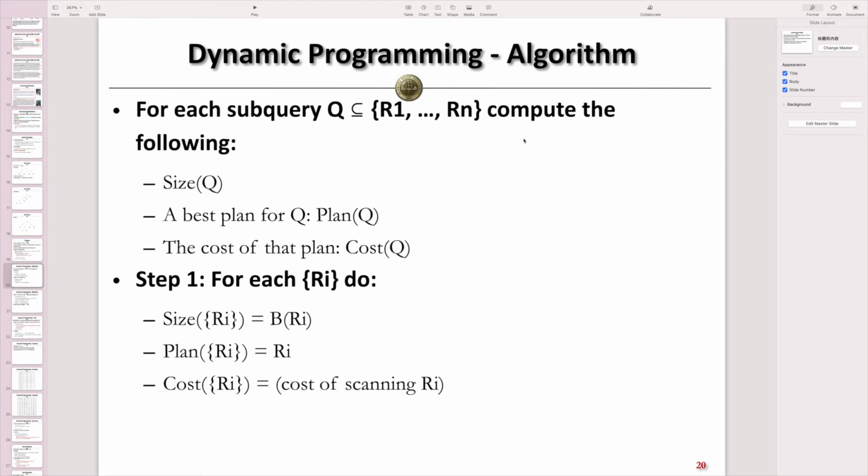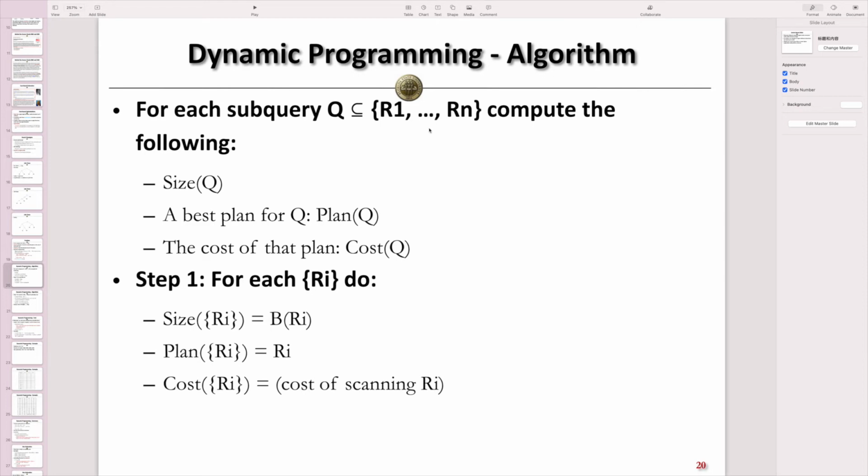And we want to compute the following. So the first term we want to calculate is the size of Q, right? So given the relations covered by Q, we want to calculate the size for implementing the subquery Q. And we also want to find a best plan for this subquery Q, which will be denoted by plan Q, right? And at the same time, we also have to define a cost function for this Q, which can be denoted by cost Q, right? It measures the cost for implementing this subquery. So this Q can be a subset. It covers both the individual relations as well as all of the relations, right?